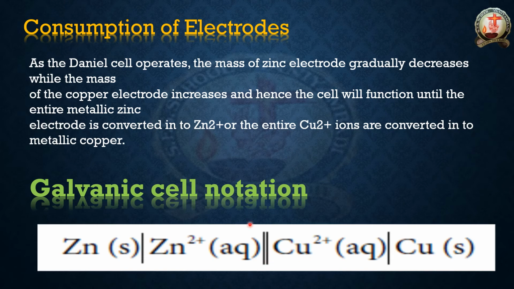What is happening in the other half cell, the reduction cell? The copper 2 plus is accepting electrons at this end, and we get metallic copper. This is a common galvanic cell notation. Don't ever forget, this double line means that the two chambers are connected via the salt bridge.